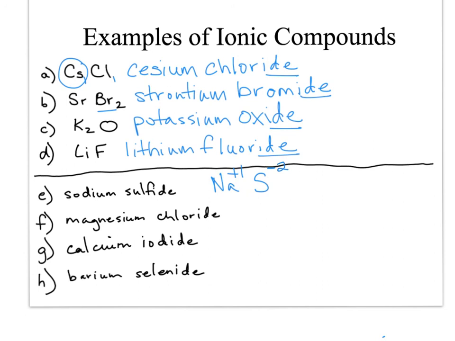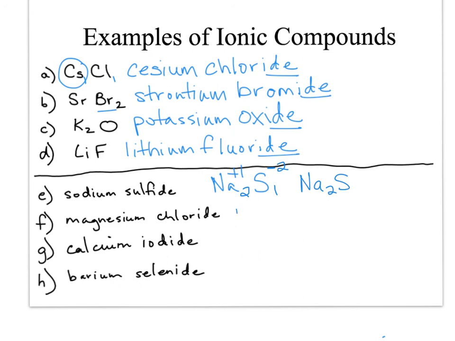And then by crossing over, I bring the 2 down from the sulfur and put it with the sodium, and the 1 down from the sodium and put it on the sulfur. So it says that sodium and sulfur come together in a 2-to-1 ratio. So my chemical compound for this is going to be Na2S. I don't have to write the 1 for that one.